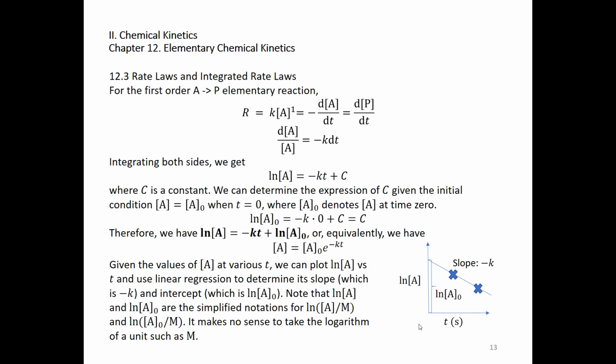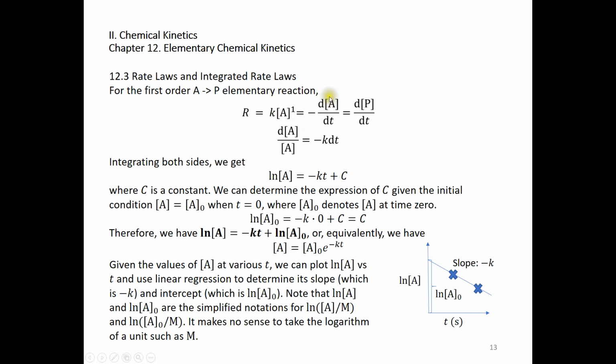For the first order elementary reaction from A to P, R is k times A to the power 1. And now we can write the reaction rate as the consumption rate of A or the production rate of P at the same time. We have three equal signs, but we will use this equation to solve for the integrated law of the first order reactions, because if we look at this equation, there are only two variables: A changes, t changes. k is constant at a given temperature.